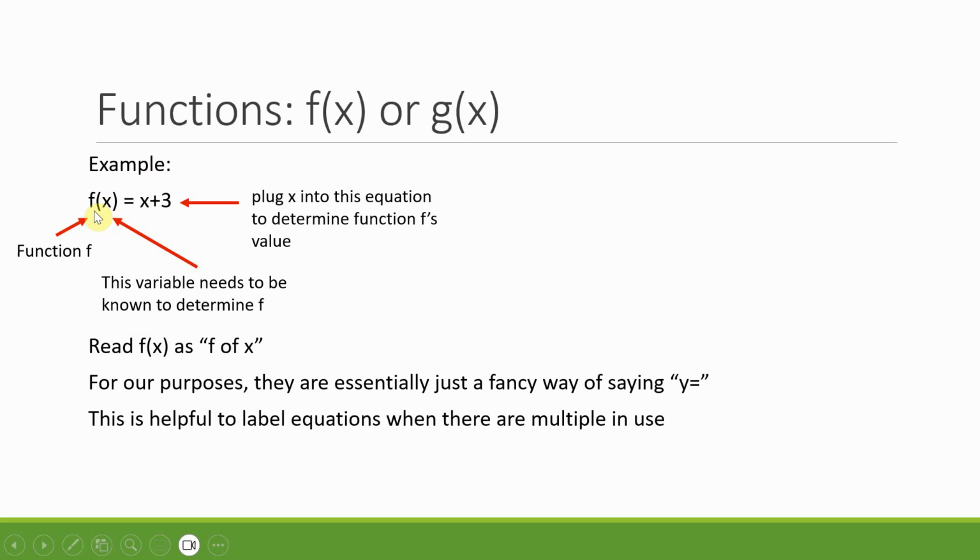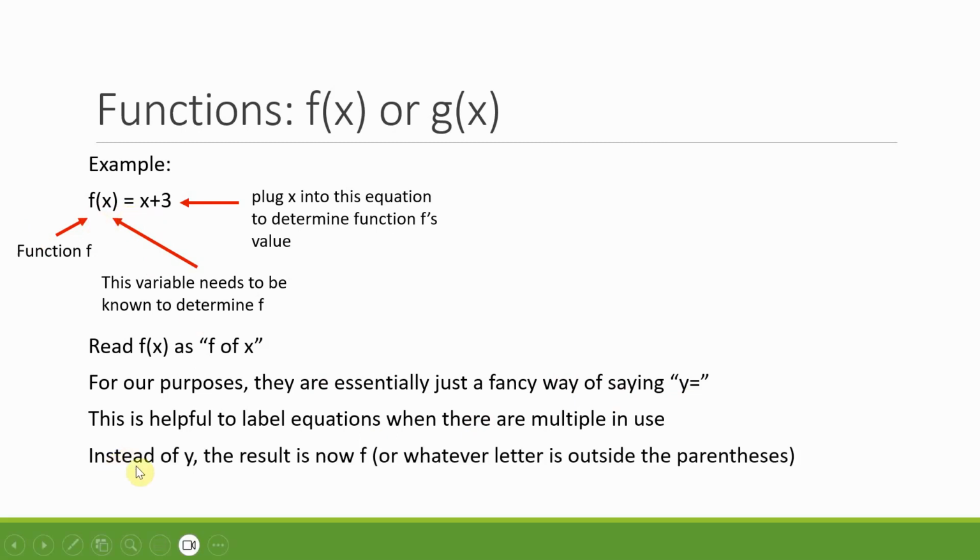Why would we do this? It's just helpful if there are several equations being used. So y equals is perfectly fine when we have one equation, but what if we have two equations that are totally separate? We could call it y1 and y2, but the more you have, the more complicated that gets to have y1, y2, y3. So instead they just assign a letter to each one. So equation f, equation g, equation h. It's the same thing. So that's the whole reason they do it. So instead of y now, the result is just f, or whatever letter is on the outside of the parentheses.